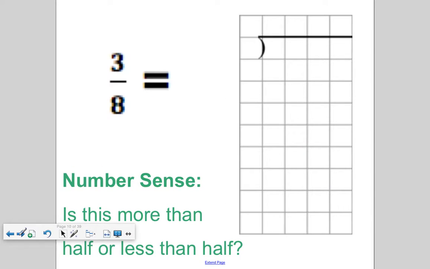Let's practice another terminating decimal. Terminating decimals are decimals that stop. This shows 3 is divided into how many groups? 8. Do you predict this is going to be more than half or less than half? What is your prediction? I predict it's less than half because the whole is 8. What's half of it? 4. So it's less than half.